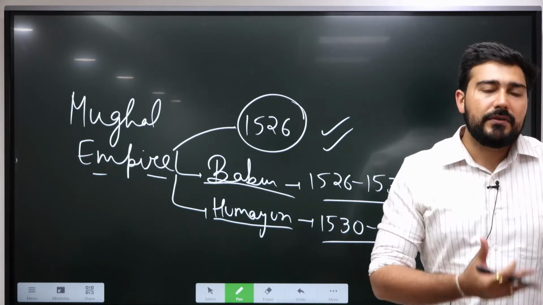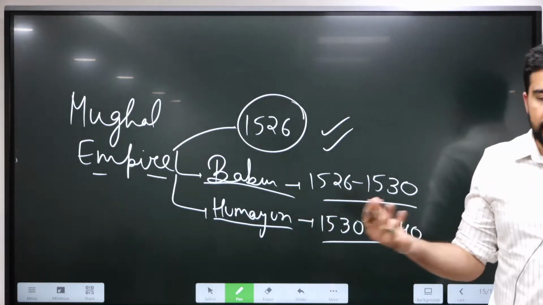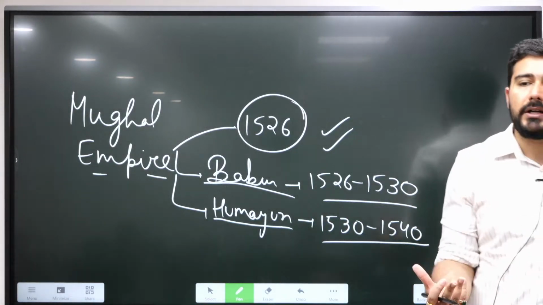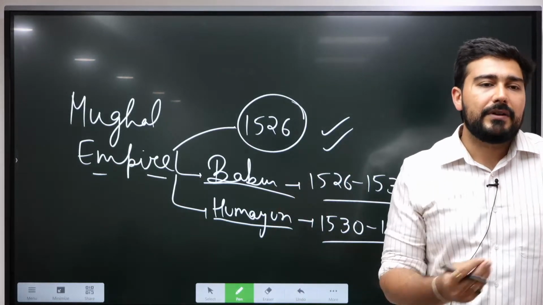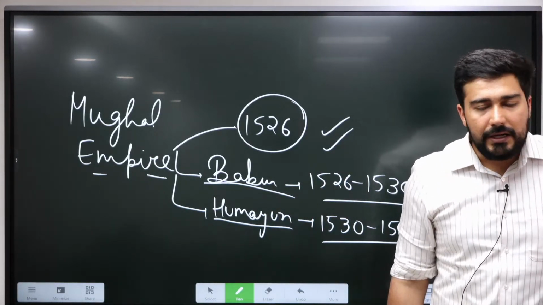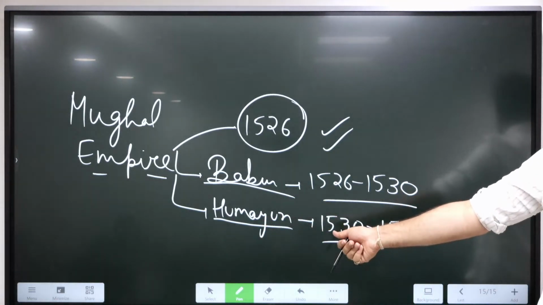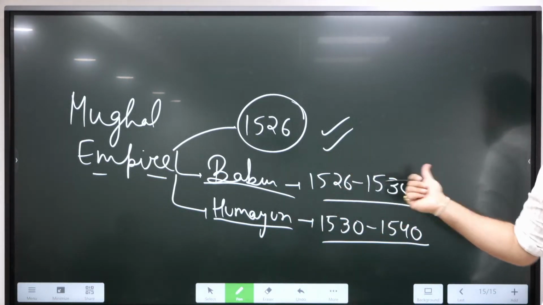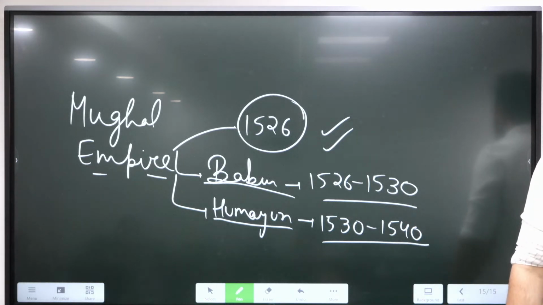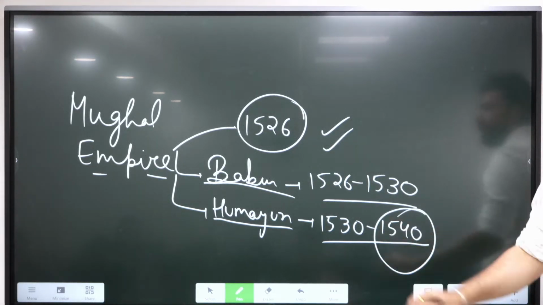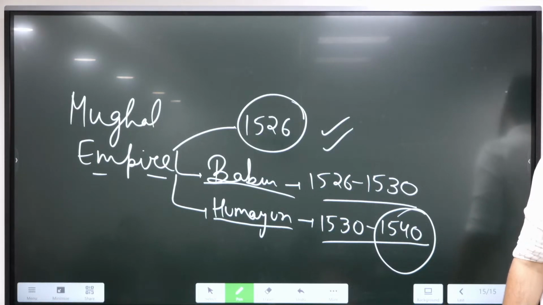and because of the division of the empire, Humayun was never able to have complete authority over each and every part of the empire. That's why his brothers like Kamran did not even help him when he was fighting with Shershah Suri. So eventually in 1540, he lost his empire to Shershah Suri.